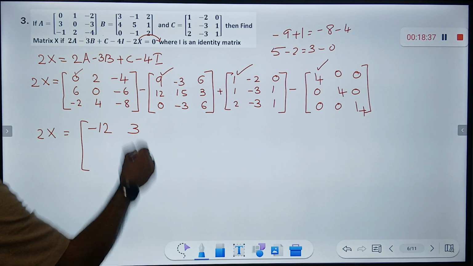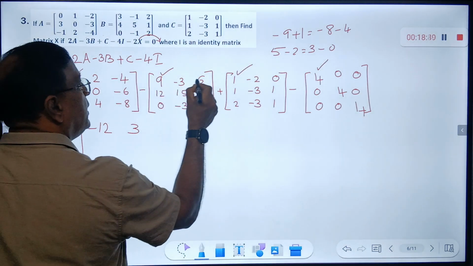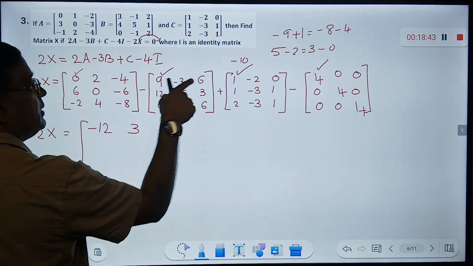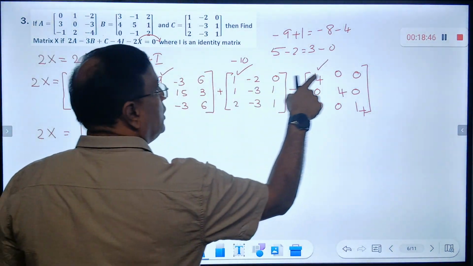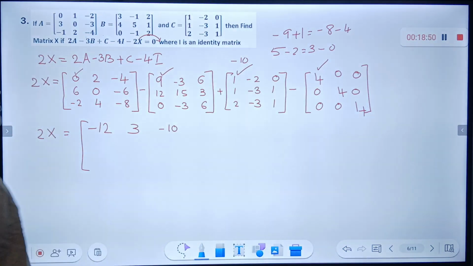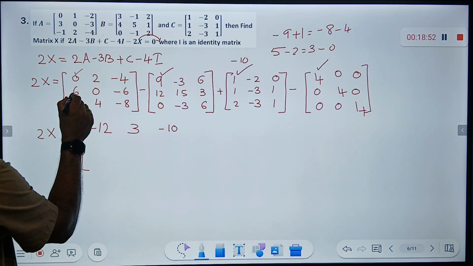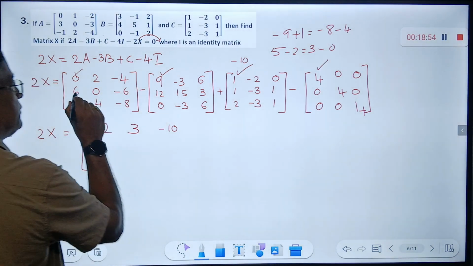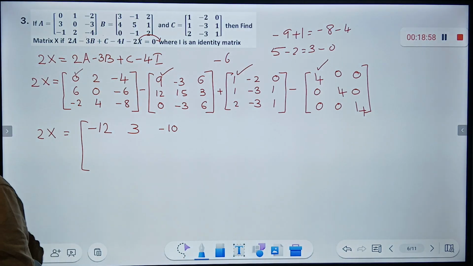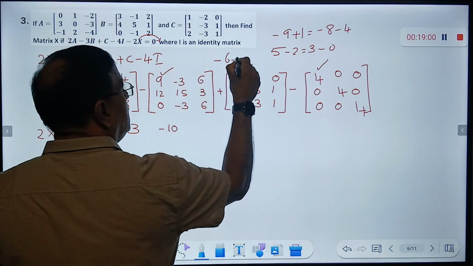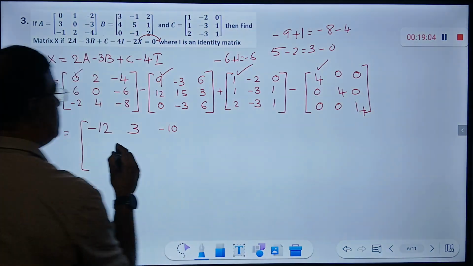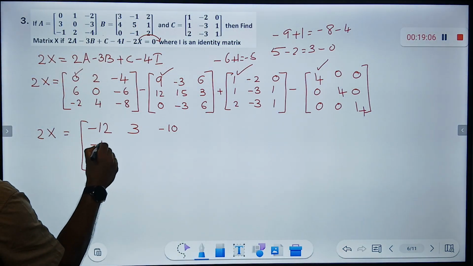What's the next one? Minus 4 minus of minus 6 is 2. Wait, minus 4 minus of minus 6 is minus 10. And all other elements are 0, so I don't have to worry much. Now what's the next one? 6 minus 12 is minus 6. Minus 6 plus 1 is minus 5. And this is 0, so this is minus 5.